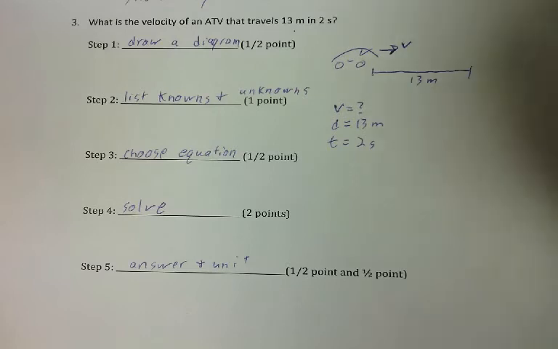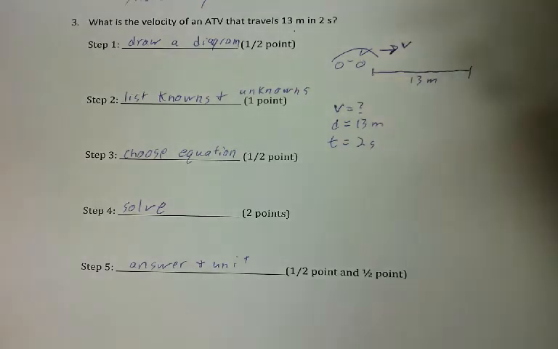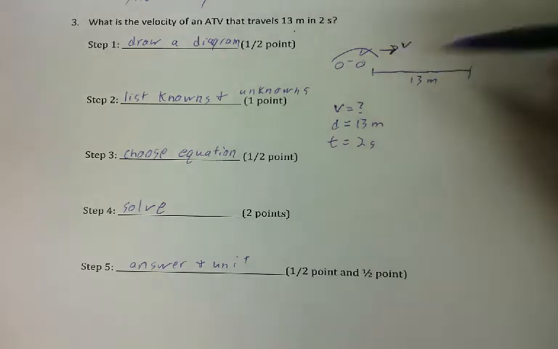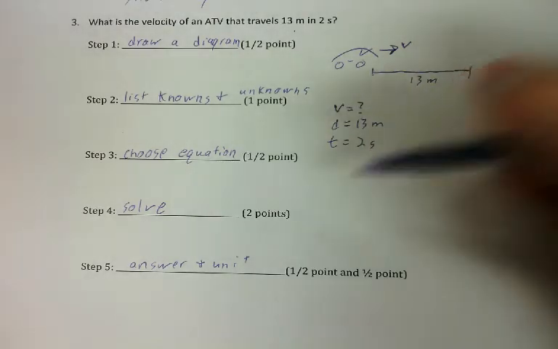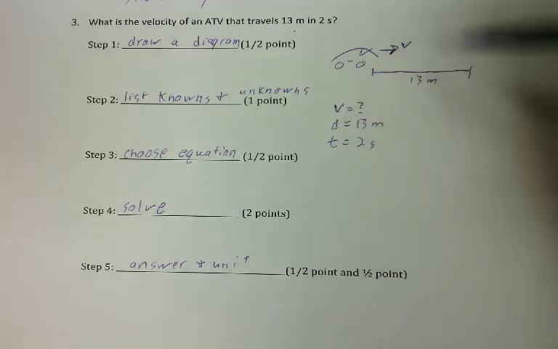Another important thing to keep in mind is that these first 3 steps, and I'll show you step 3 in a second, you can always do. Even if you get them wrong, you can always draw a diagram, even if it's a little bit off. You can always try your best to list your knowns and unknowns. You can always pick an equation. You may have trouble with the solving and getting the answer, but you can always do these first 3 steps, and so you should always do them. And if you do, you'll get points for your work.